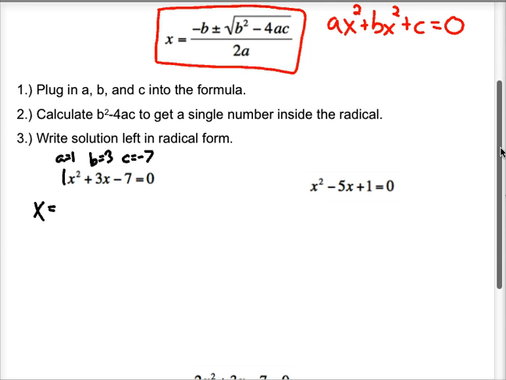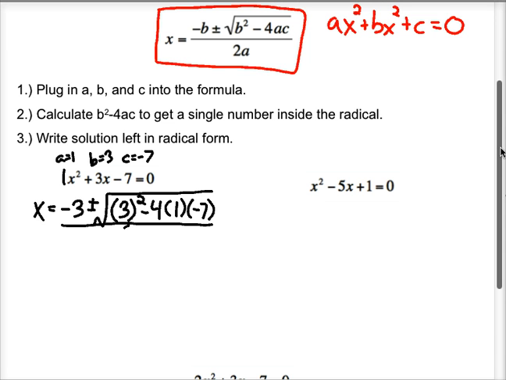So following the quadratic formula, negative b, so negative 3, plus or minus the square root of b squared, so 3 squared, minus 4 times a times c, all over 2 times a. All right, now I want you to note how very carefully I put parentheses in there.